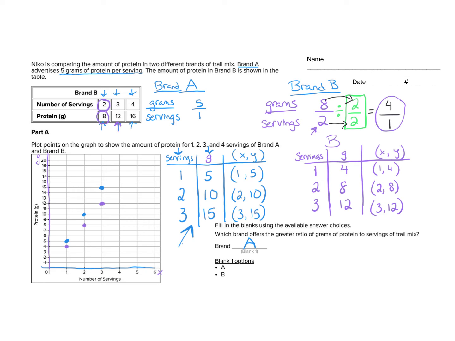And let's take a look at the graph so we can see how the dots on the graph compare to each other when you have your ratios graphed out. So I can see the points start close to each other and they keep on getting further and further away from each other. And we can see that the steeper line, as the number of servings go up, the number of protein goes up faster in a more steep line for brand A. That's another way you can tell that the amount of protein per serving is greater in brand A's trail mix.